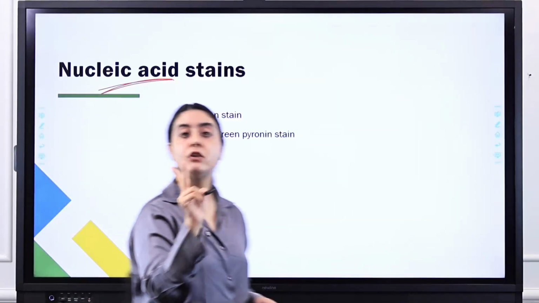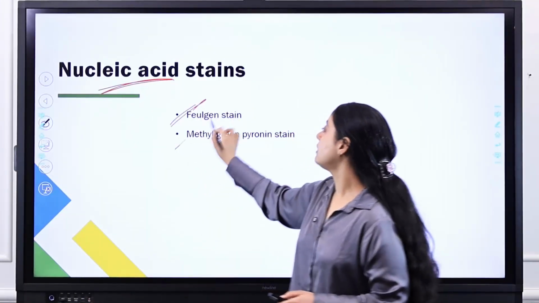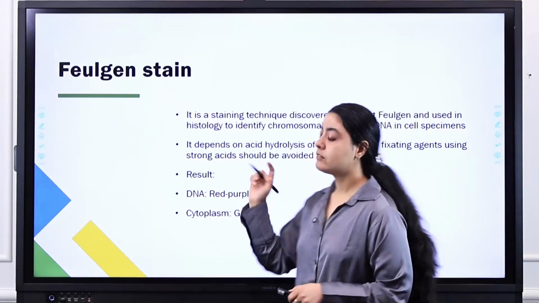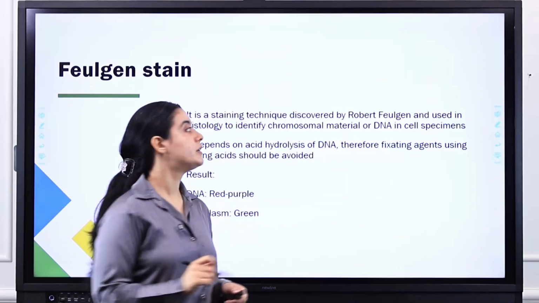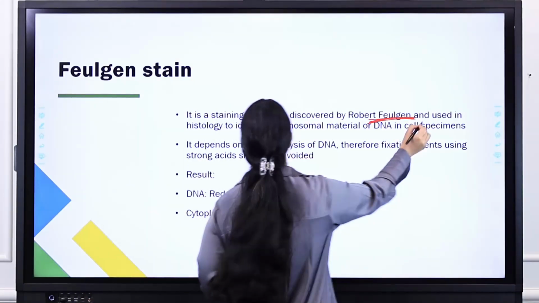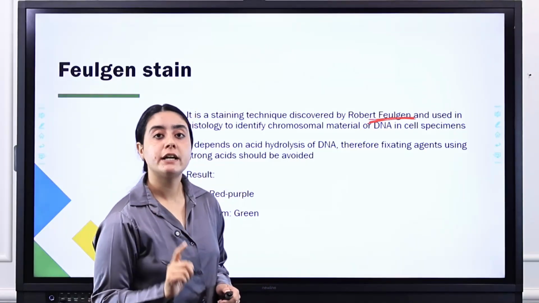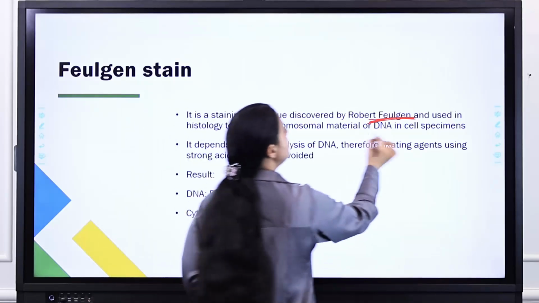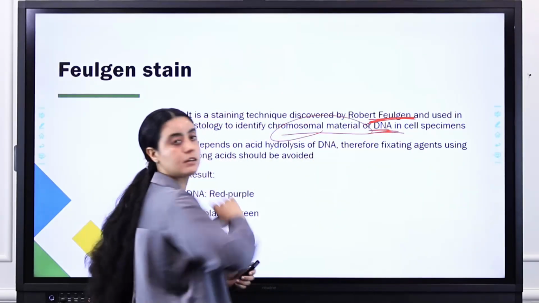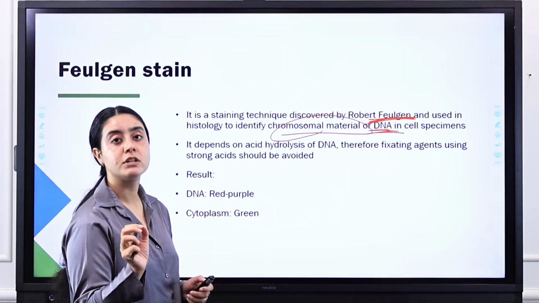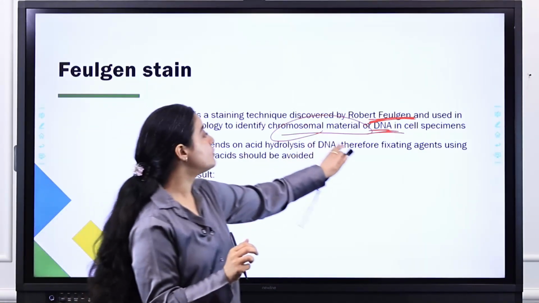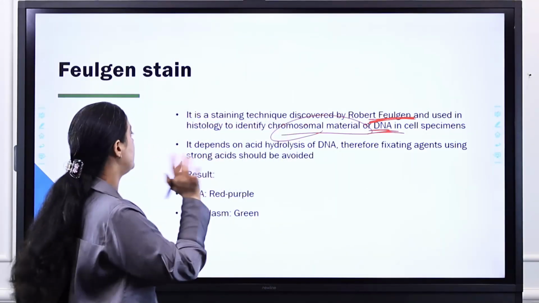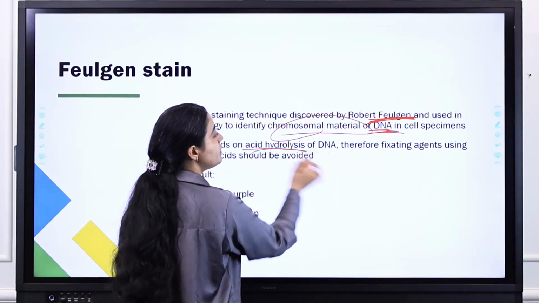Now we have again two stains for nucleic acids, Feulgen stain and methyl green pyronin stain. Okay, so Feulgen stain, why is it known as Feulgen stain? Because it was discovered by the scientist Robert Feulgen. It is under the nucleic acid category. It is used for the demonstration and differentiation of DNA and chromosomal materials in the cell specimen. So when we have to differentiate or demonstrate the chromosomal materials or DNA in our specimen, we will do this staining. It depends upon the acid hydrolysis of DNA.